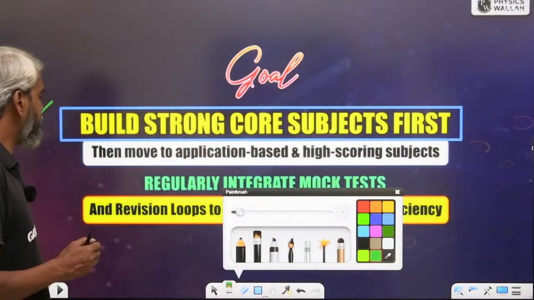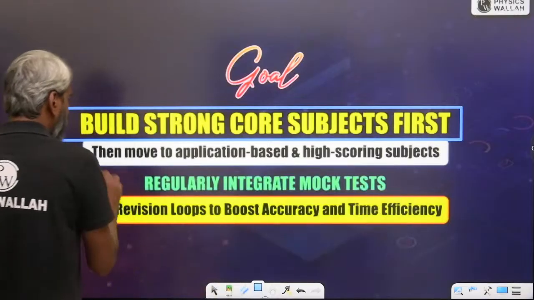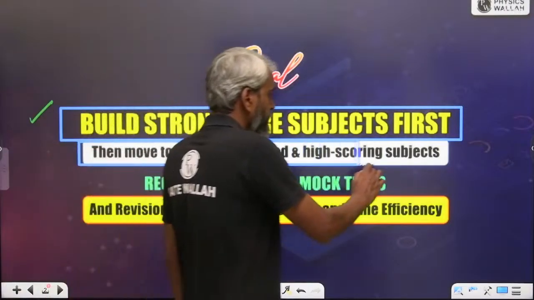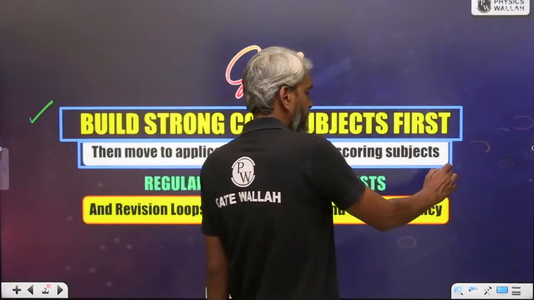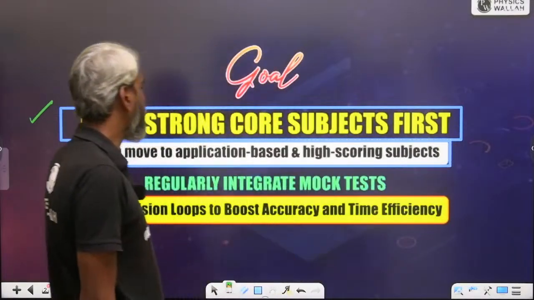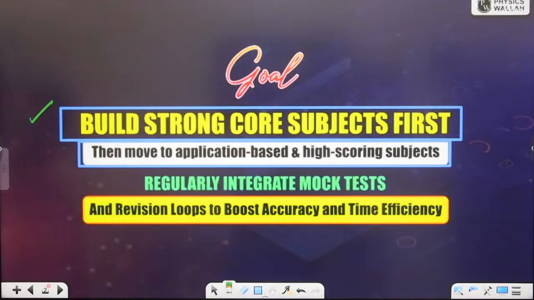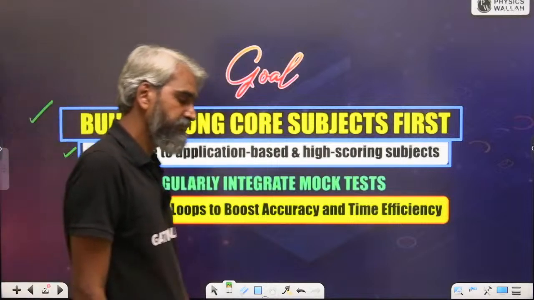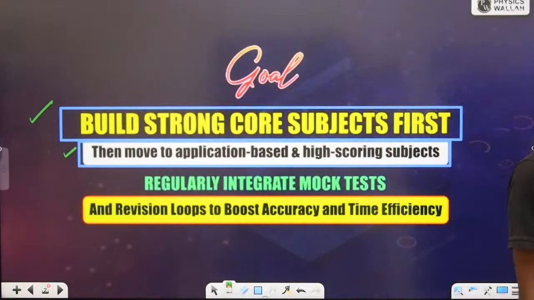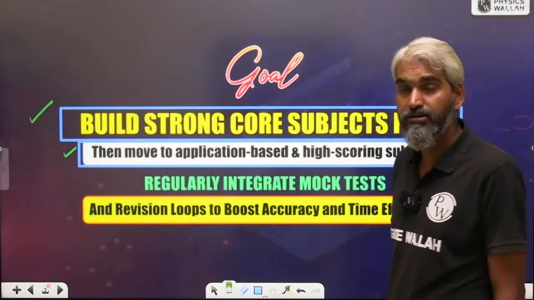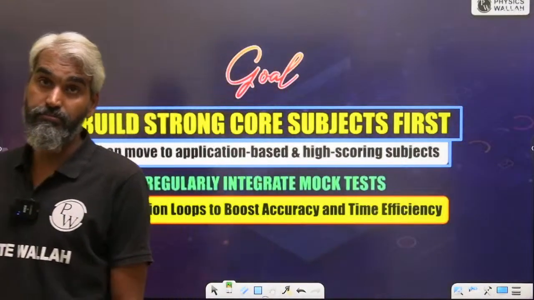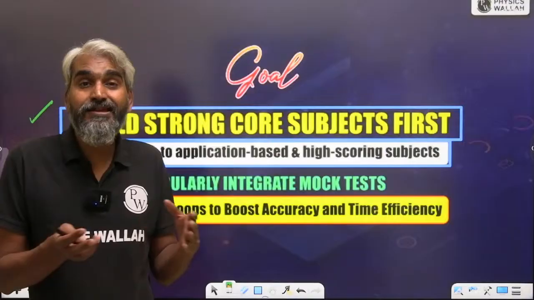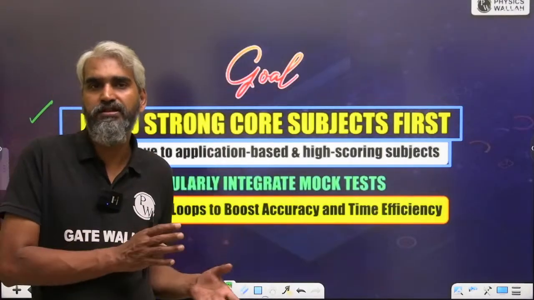Then next thing is, move to application based subjects and the high scoring subjects. So we'll categorize them, that what are the core subjects. Then what do I mean by application based or high scoring subjects? And another thing, sir, once you are done with your core subjects, you are working on the application based subjects, or you are working on the subjects that are high scoring, then you need to integrate the mock test along with your preparation.